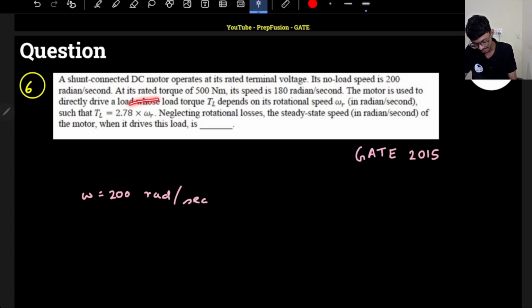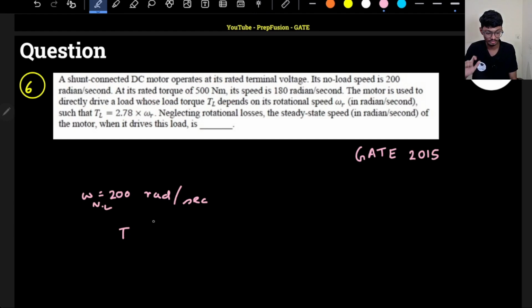Okay, it is a no load speed. So this is the no load, right? Remember, this is the no load speed, and the rated torque of 500 is when it is loaded. So no load means torque is 0. Here the torque is 0 because no load torque is there. No load means I am not providing it any load. So there is no load, so torque is 0, right?